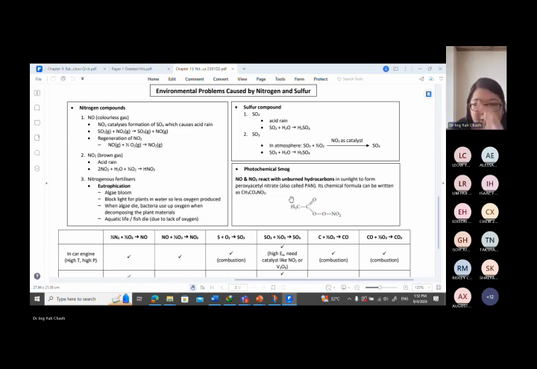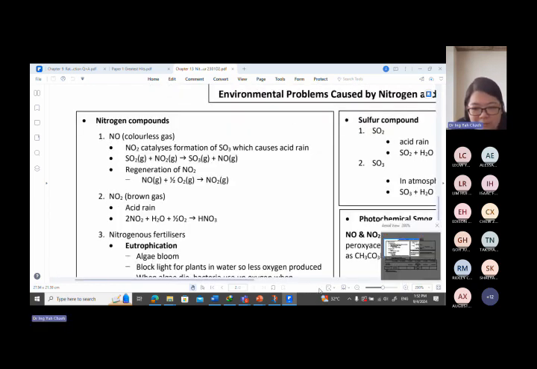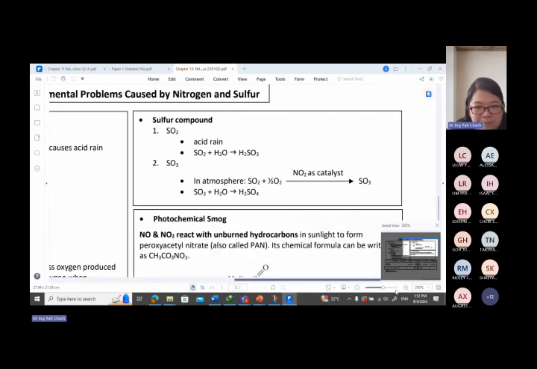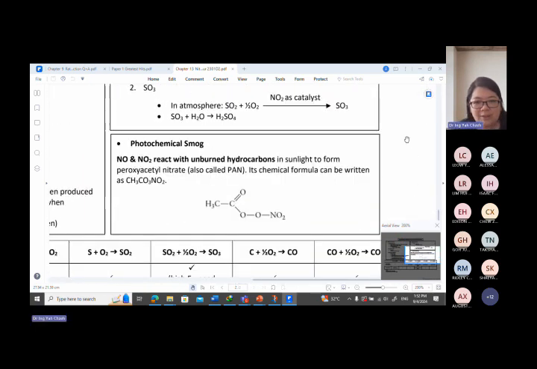If they ask you to write the formula, it is CH3COOO and O2. Yeah, zoom in, make it bigger so they can see better. This one, CH3CO3 and O2. Structure looks like this: CH3, C double bond O, single bond O, single bond O, and O2.